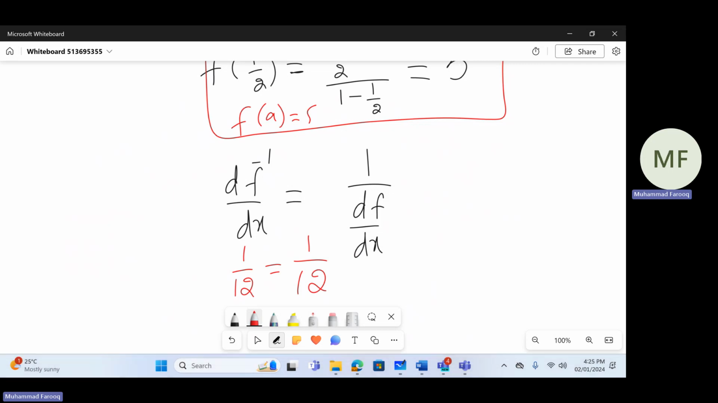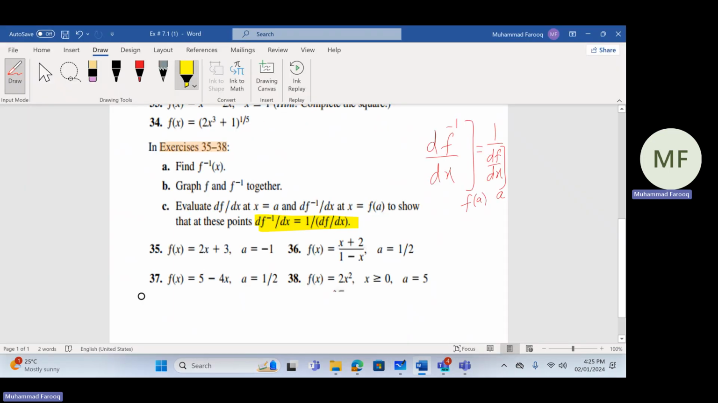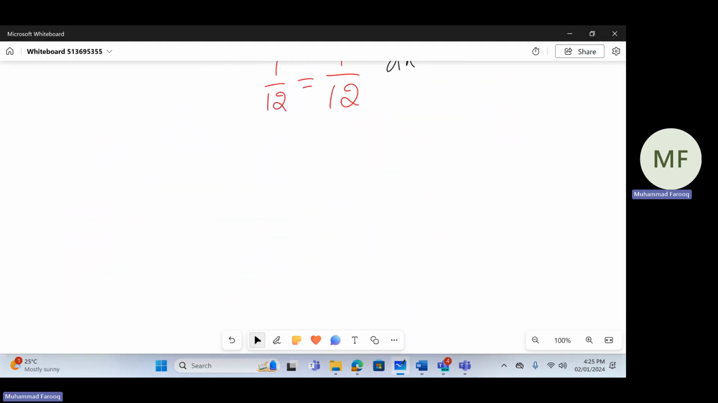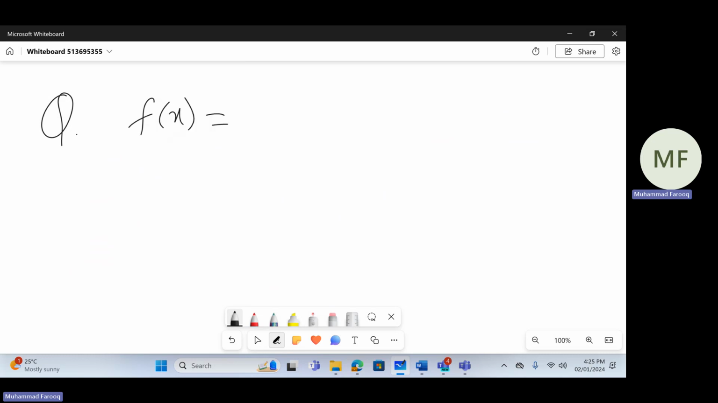Now, how do you use this property in the exam? Let me show the way. In the exam, you get the question like this. Let's say I take this 5 minus 4x, and a is again half. I'm just taking a question from the exam point of view. f of x is equal to 5 minus 4x, and a, how much? Half. Okay, good. Now look at it. Find the inverse function derivative.